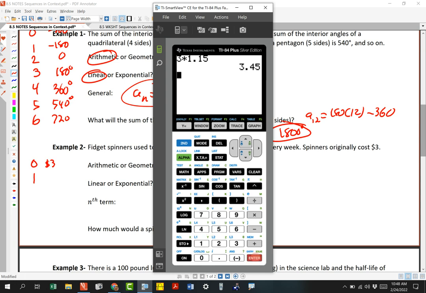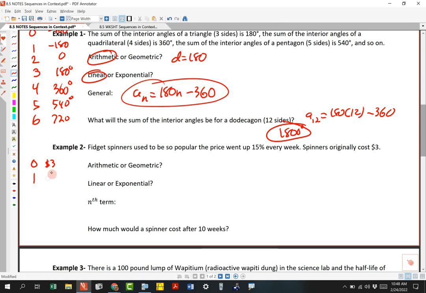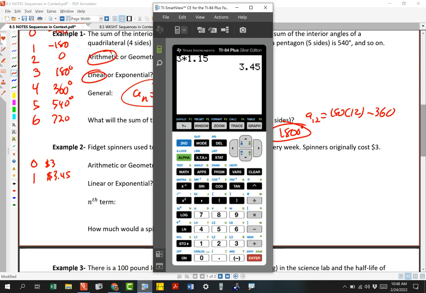So we're going to do $3.45. We're going to put that there. Can somebody raise their hand and tell us how we're going to find out how much it costs after 2 weeks? And it's a little surprising. It's not $3.90.